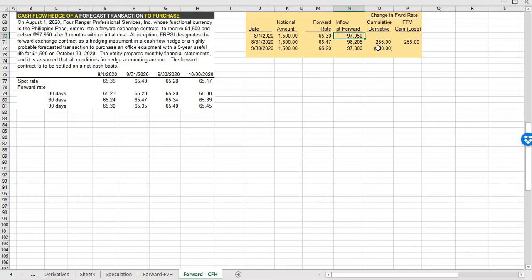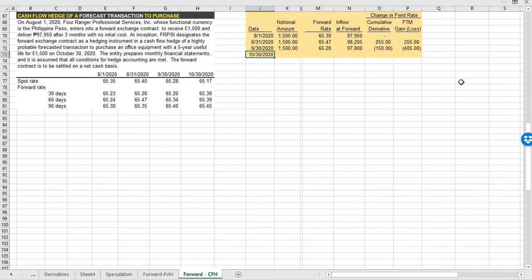So, ano naman ang lilitaw sa ating income statement? Siyempre yung for the month, the gain or loss. So, dahil ito ay for the month, ang i-compare natin is itong 98,205 at 97,800. At ang gain or loss natin is negative 405. That will be a loss kasi yan ang difference ng dalawa. From 255 na asset, naging negative 150. O kaya naman, 97,800 minus 98,205.